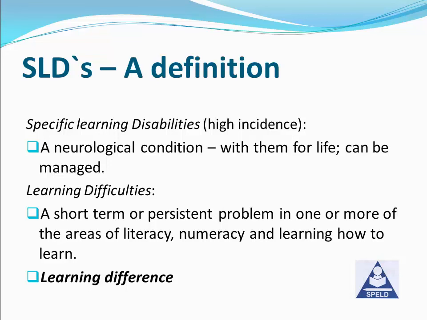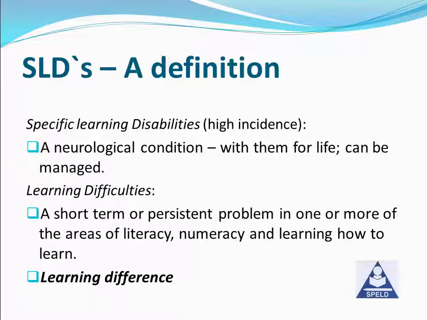Specific learning disabilities are high incidence, which means that 10 to 20% of students in a classroom will have a specific learning disability. This is different to the low incidence disabilities of intellectual impairment and a global developmental delay. It also means that the disabilities are specific to a particular area, even though that may have implications across the curriculum. Specific learning disabilities are of a neurological origin. Students will have them for life and they need to manage them.